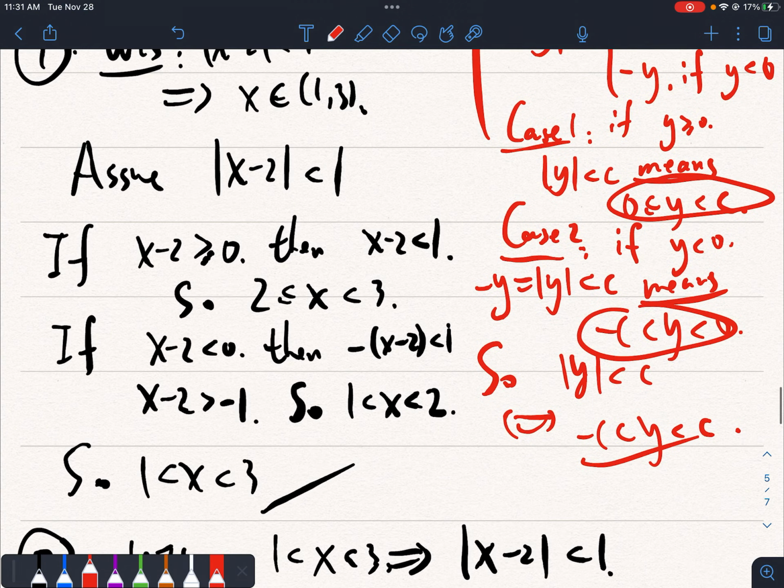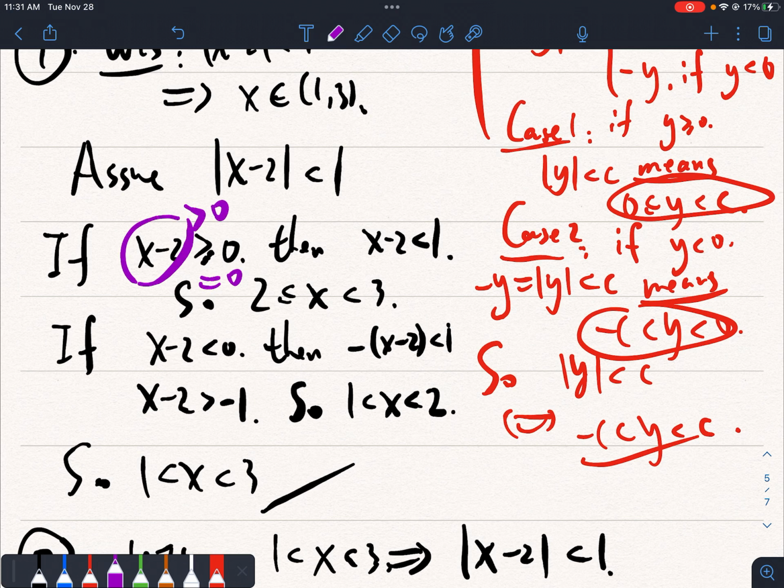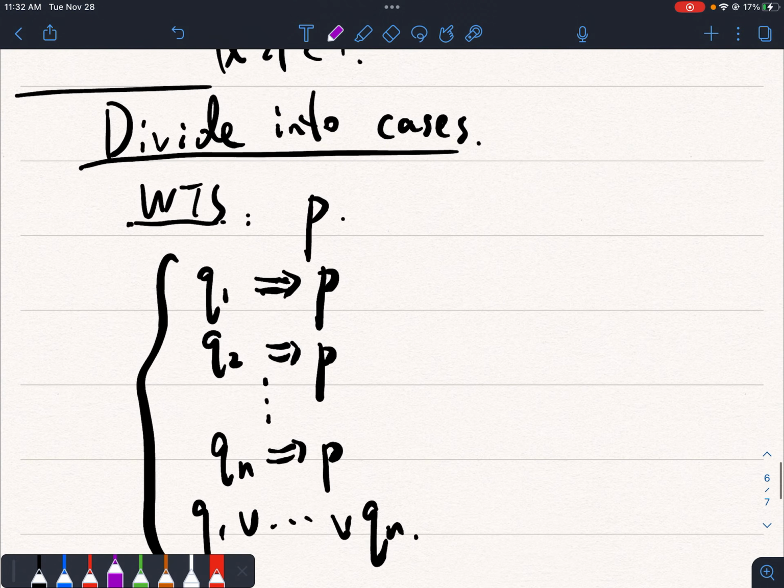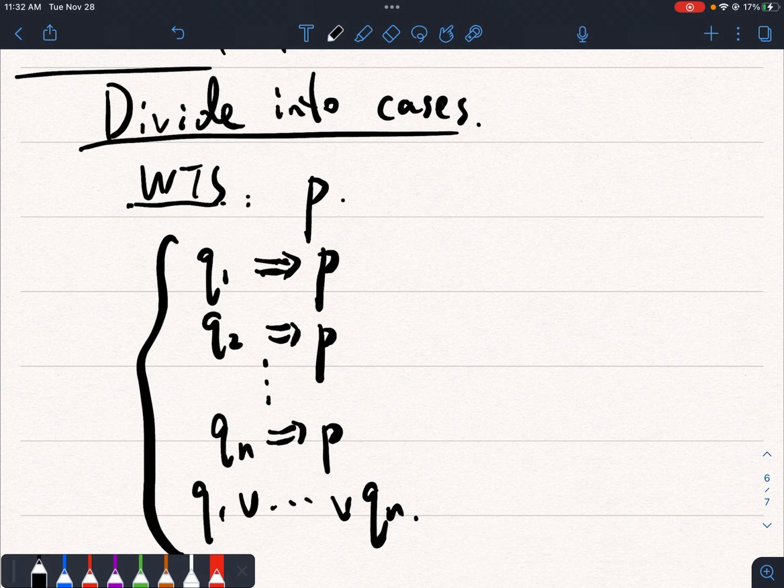So for example here, the best way is to separate into two cases, but you can also separate into three cases when this is bigger than 0, equal to 0, and less than 0. But you can see you don't need to do that because you can combine these two. You can combine bigger than 0 and equal to 0 together to become non-negative, or bigger than or equal to 0. So you want the cases to be as few as possible. Okay. So this is a method of dividing into cases.